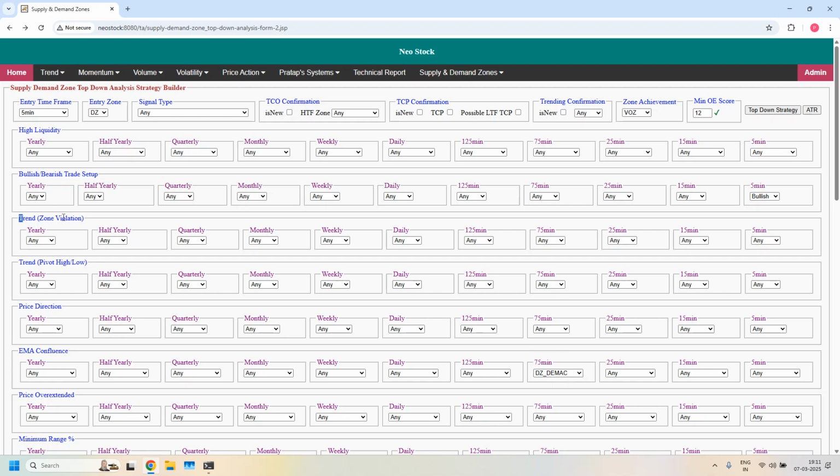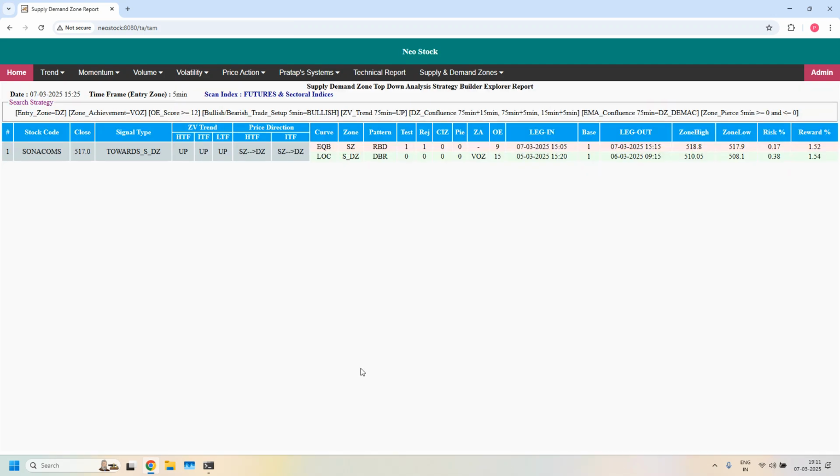And also trend on the 75 minutes demand zone should not be sideways. That's why trend should be uptrend because it is a bullish trade setup. So one stock is filtered. This has a higher probability to get success. Okay, this is about the bullish trade setup for hourly income trade.